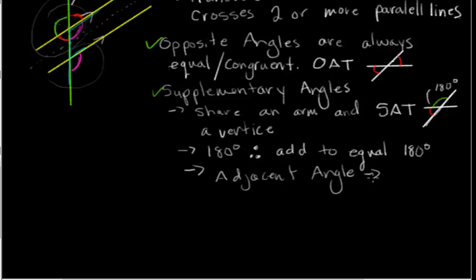Okay, and therefore they add to 180 degrees. Adjacent angles. So we have supplementary and adjacent are the same. All right, so then, getting back to this F pattern, these angles here are called corresponding.